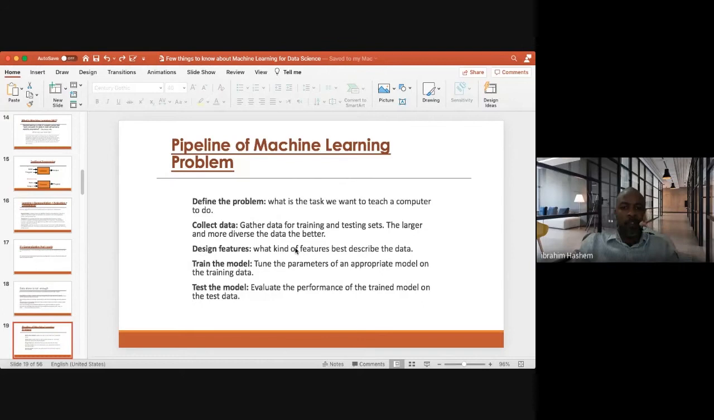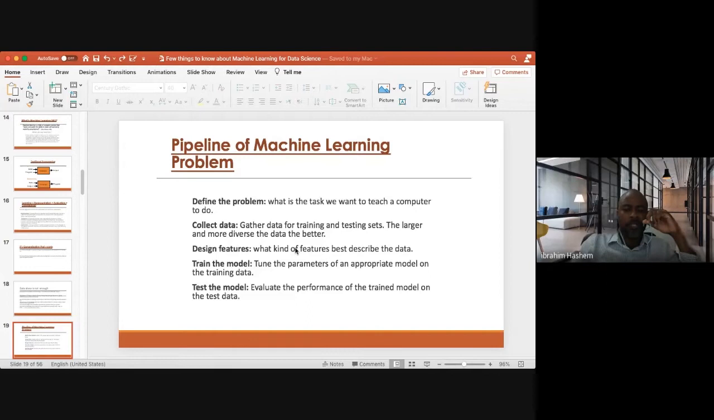So the general pipeline of a machine learning problem is we start with defining the problem. What is the task we want to teach a computer to do? That's the question that we ask. Then we need to collect the data. If we are performing a classification kind of analysis, then we have to split our data into a training set and a testing set. The large amount of data will go into the training set, and a small amount of data will go into the test set. The more data you have for the training set, the better result you will get.